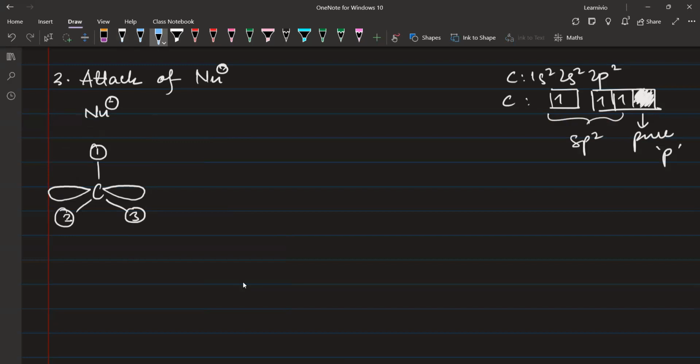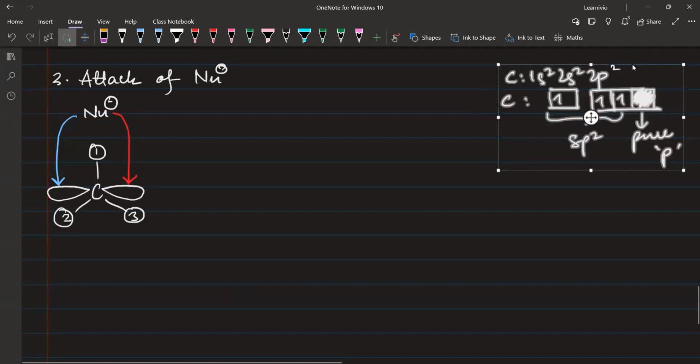It can take, let us suppose, this blue pathway to attack here, or it can take the red pathway to attack here. And what pathway is it going to take? It is going to take both pathways because we will have millions of molecules. 500,000 will attack from the blue pathway, 500,000 will attack from the red pathway, just by virtue of probability. Make sense? Yes or no, please tell me.